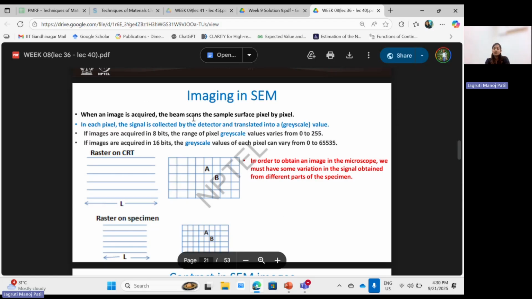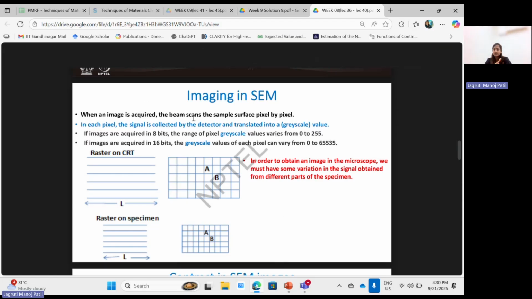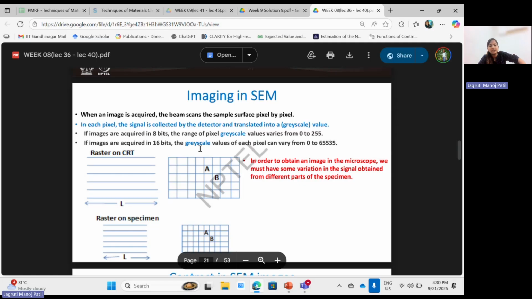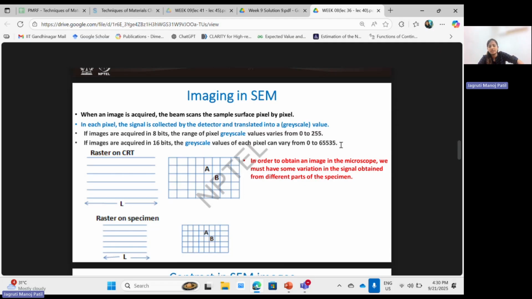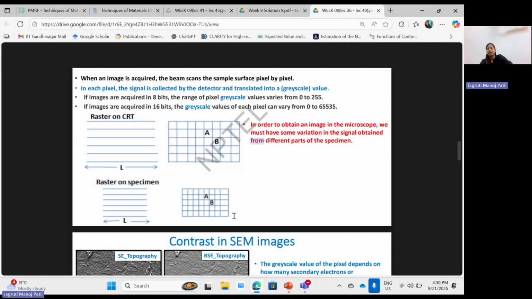When an image is acquired, the beam will scan the sample surface pixel by pixel, like we are doing raster scanning, right? In each pixel, the signal is collected by the detector and translated to a grayscale value. If an image is 8-bit, as I told you last time, the grayscale values will go from 0 to 2 raised to n minus 1. If it's 16-bit, the grayscale value can vary accordingly.